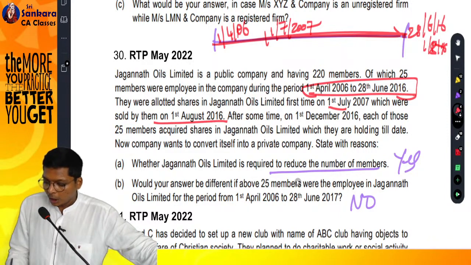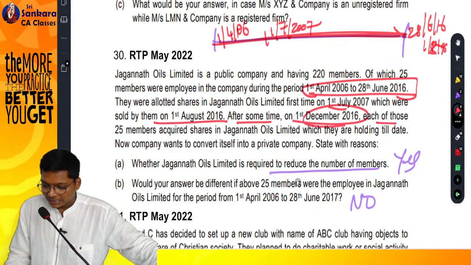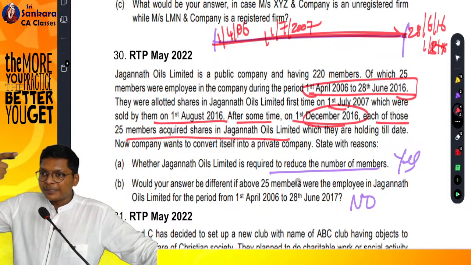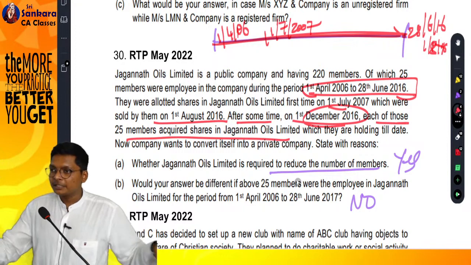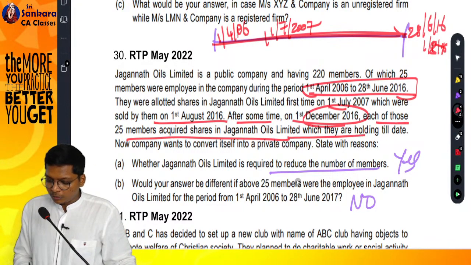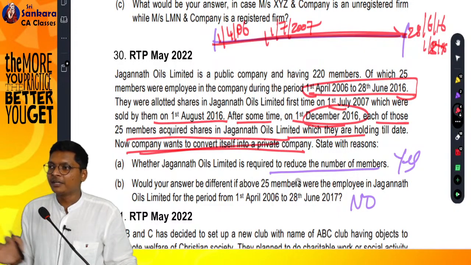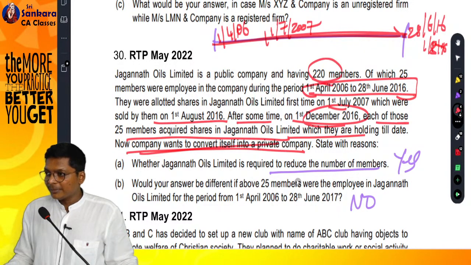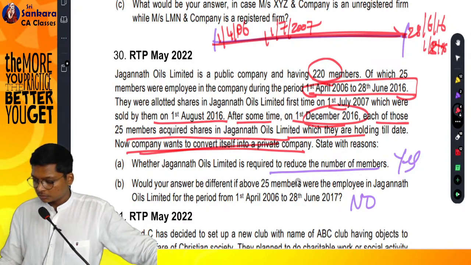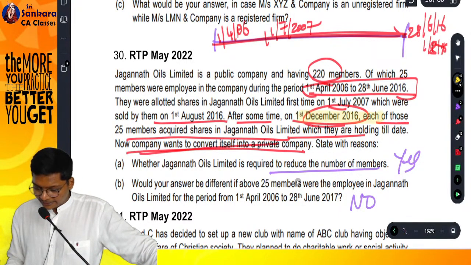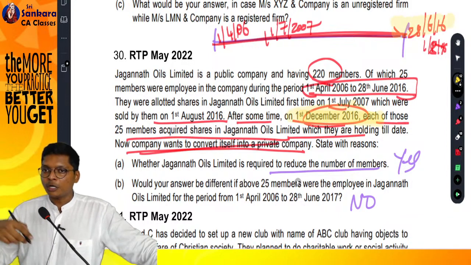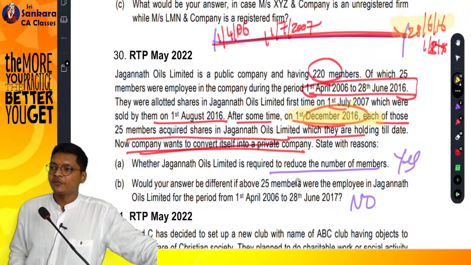Fine, no problem. After some time, on 1st December, each of them again purchased shares. Now they are buying shares after leaving the company. Are you an employee now? No, so you are somebody else. You purchased it. Now they are asking to convert to a private company. Can they convert? No, because 220 members includes everybody who purchased it. You purchased it on 1st December 2016, which is after you left the job. Therefore, I will count you for the purpose of 200.